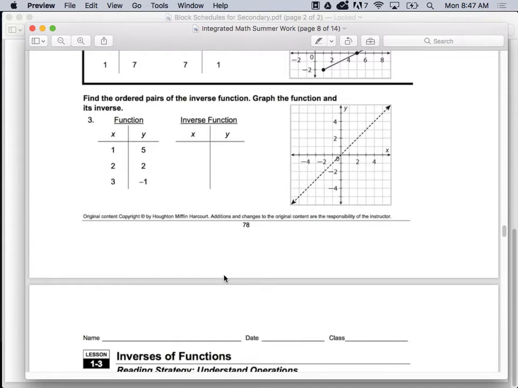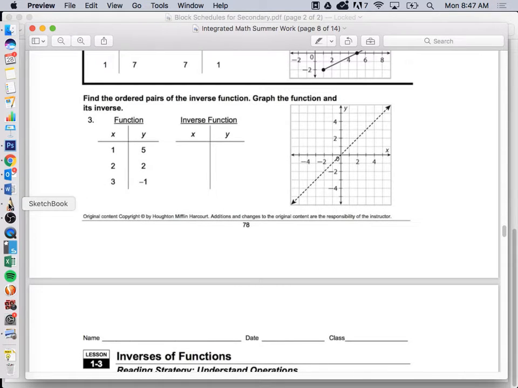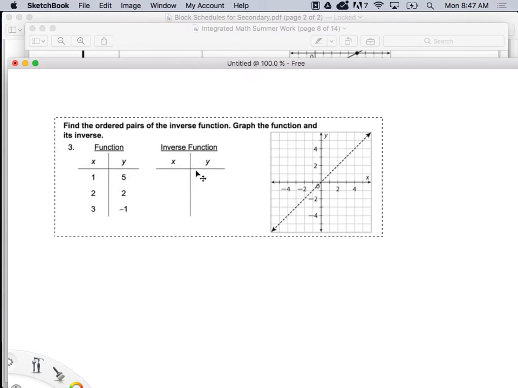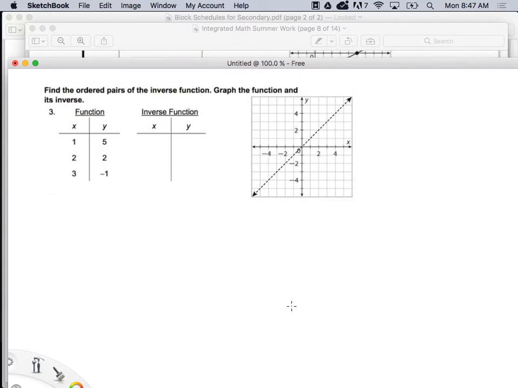Find the ordered pairs of the inverse function, graph the function and its inverse. All right. We flip x and y, so (1, 5) becomes (5, 1). (2, 2) stays (2, 2). (3, negative 1) becomes (negative 1, 3).